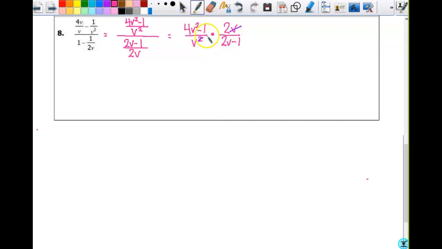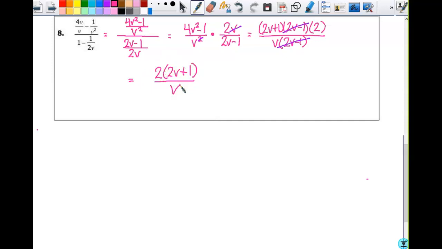But this numerator, can I factor the 4v squared minus 1? Yes, because it's a what? Difference of squares, yes. So this can become 2v plus 1 times 2v minus 1, and then I still have this times 2 right here, over v times 2v minus 1. So now that I have that all put together, I can reduce this with this. And that's going to leave me with 2 times 2v plus 1 over v.